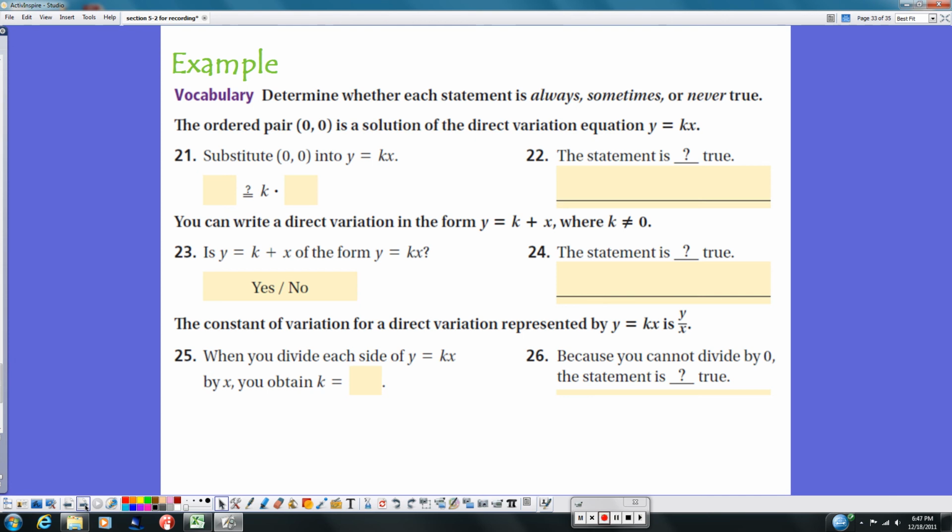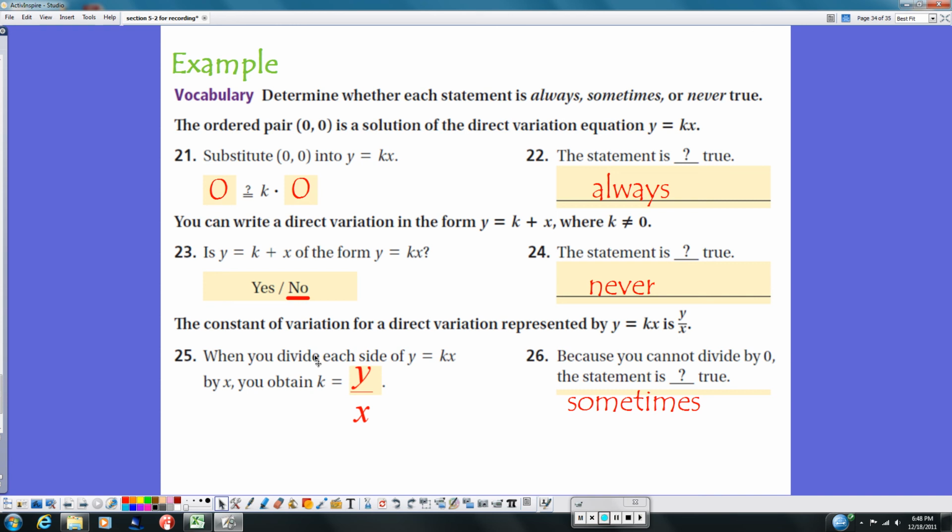We're going to figure out if the statement is always, sometimes, or never true. So for the first one, it says the ordered pair 0, 0 is a solution of the direct variation equation y equals kx. So when I substitute 0, 0 into the equation, I get 0 equals 0, which is always true. It says you can write a direct variation in the form y equals k plus x as long as k does not equal 0. Is y equals k plus x the same as y equals k times x? Absolutely not. So this is never true.